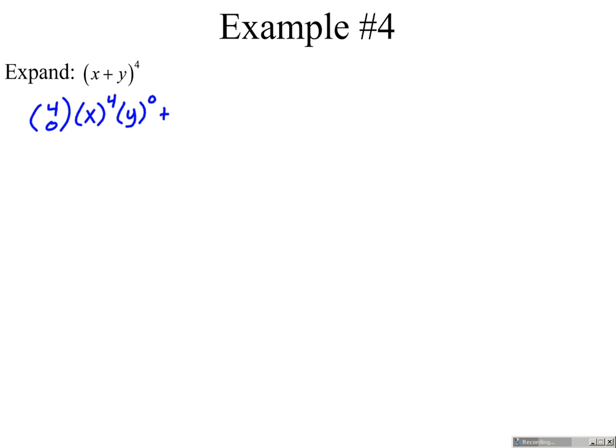Plus our next term, move up 1. So 4 choose 1. Our first term goes down an exponent. Our second term goes up an exponent.